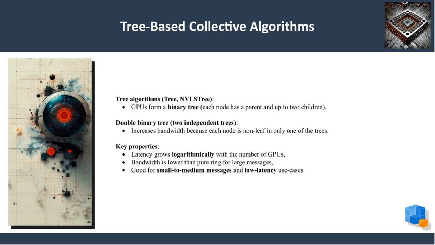Tree-based collective algorithms utilize a binary tree structure, where each graphics processing unit has a parent and up to 2 children. The double binary tree enhances bandwidth by ensuring each node is non-leaf in only one tree. This approach offers logarithmic latency growth, making it ideal for small to medium messages and low latency scenarios.